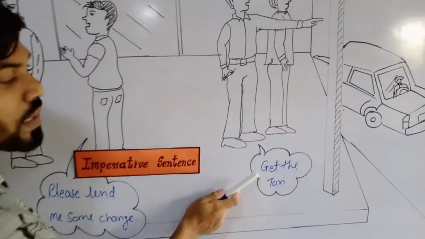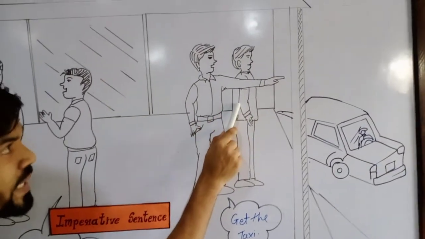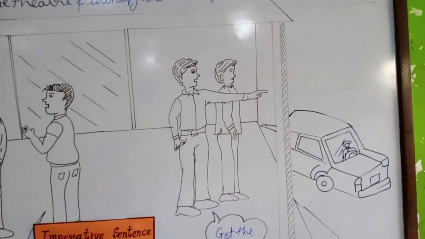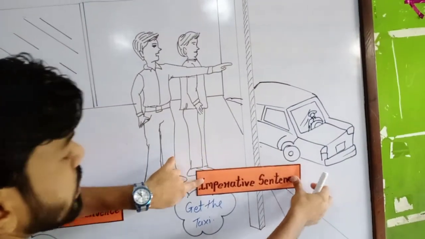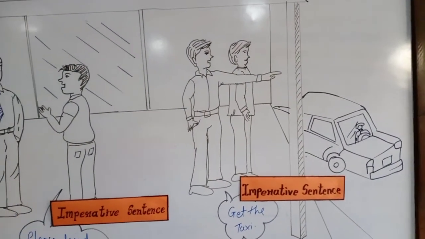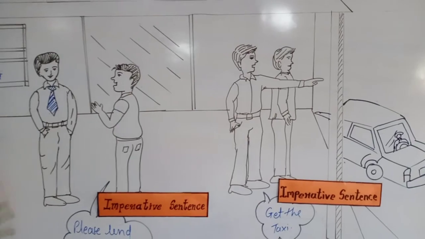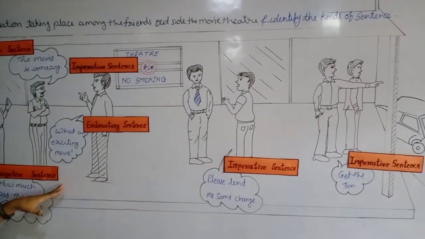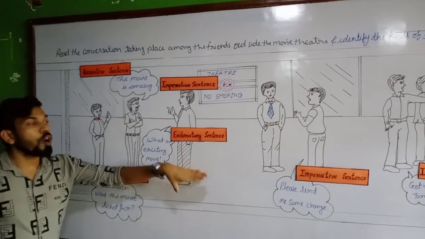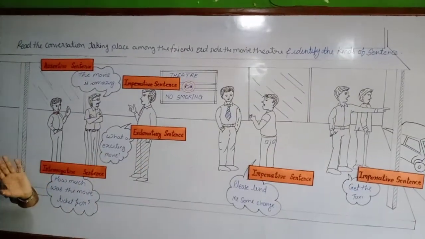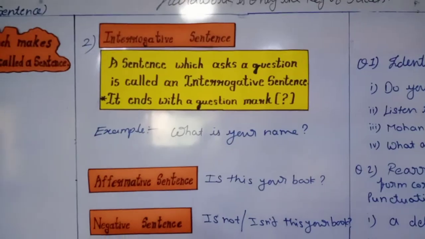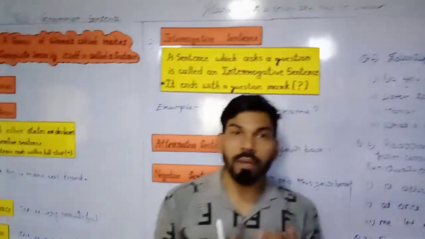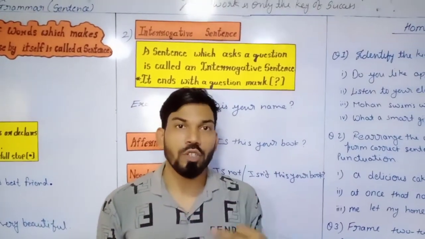One more we have here. Get the taxi. This person is commanding him to get the taxi. Whenever we are giving a command, that is nothing else, that is also an imperative sentence. So this way we finish this activity. Here we had a few sentences of the conversation of these people, and we tagged them with the kinds of sentences. So this way we have completed today's topic, the sentence and the kinds of sentences.